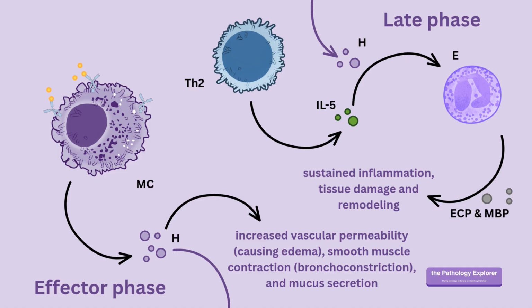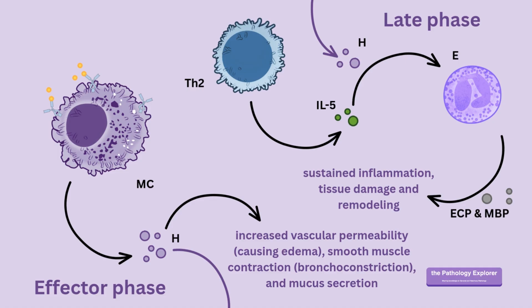These mediators produce immediate allergic symptoms, including increased vascular permeability, leading to edema, smooth muscle contraction, resulting in bronchoconstriction, and mucus secretion. These are the hallmark features of an acute allergic reaction. But the response doesn't stop there.